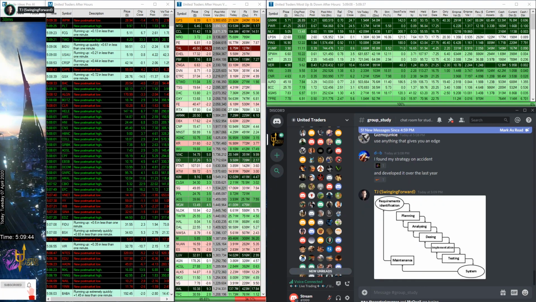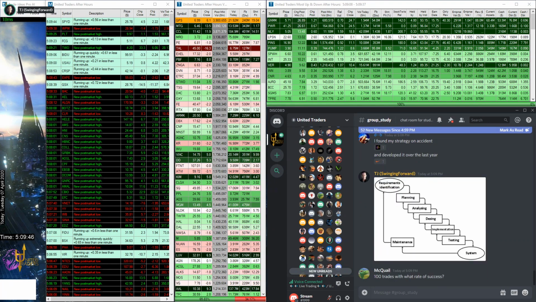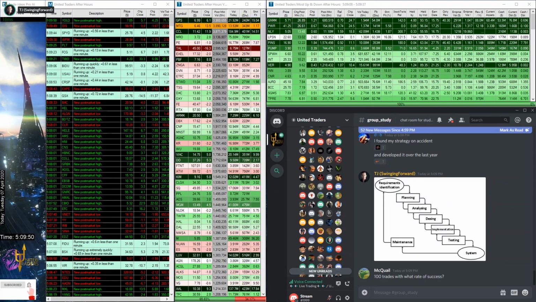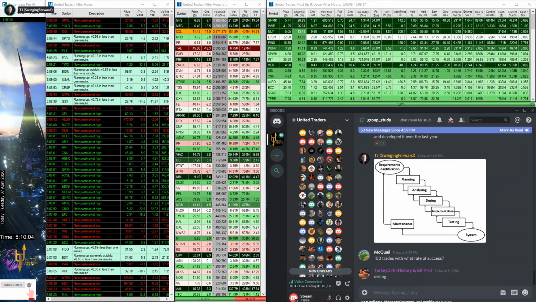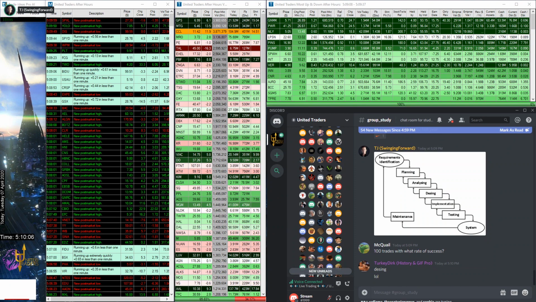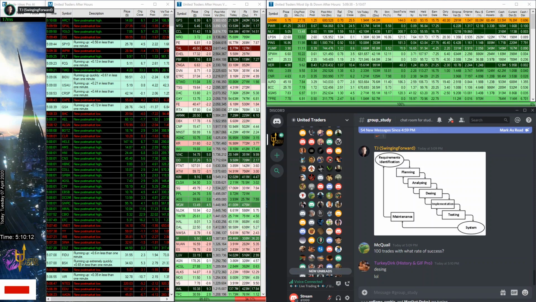Here are the steps that you want to take to create a strategy, right? You're going to plan it, analyze it, design it. Oh man, someone spelled that one wrong. Implementation, testing. You just keep doing this multiple times. You really do have to reassess your strategy every time. Your strategy is going to evolve as you evolve as a trader.